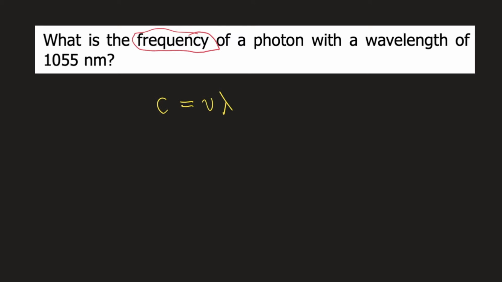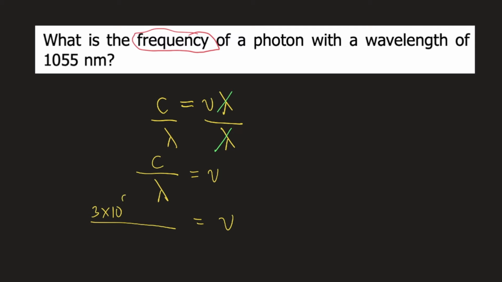So what you need to do is divide both sides of the equation by lambda, so that lambda cancels on the right side and your equation becomes frequency equals speed of light divided by wavelength. So we know that the value for the speed of light is 3 times 10 raised to 8 meters per second, divided by the given wavelength, which is 1055 nanometers.